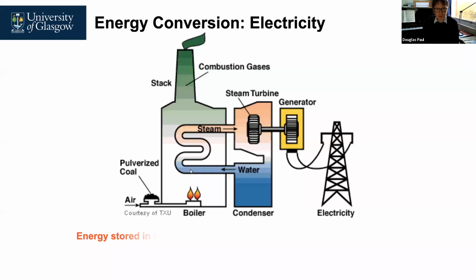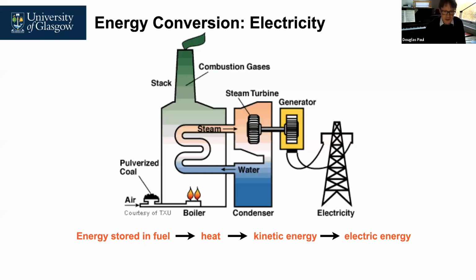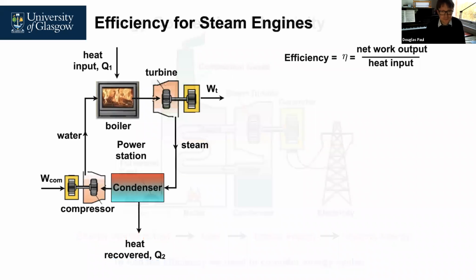And what we're trying to do is understand the overall efficiency, where we take energy stored in fuel, turn it to heat, turn to kinetic energy, and potentially do another transformation to get electrical energy out of the system. So to find the efficiency, we need to consider energy cycles. And one of the first people to actually do this was the Frenchman Carnot.